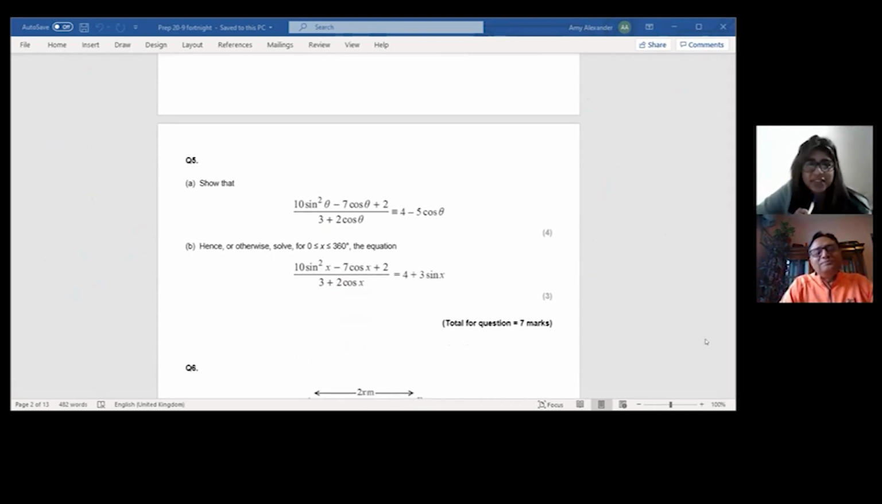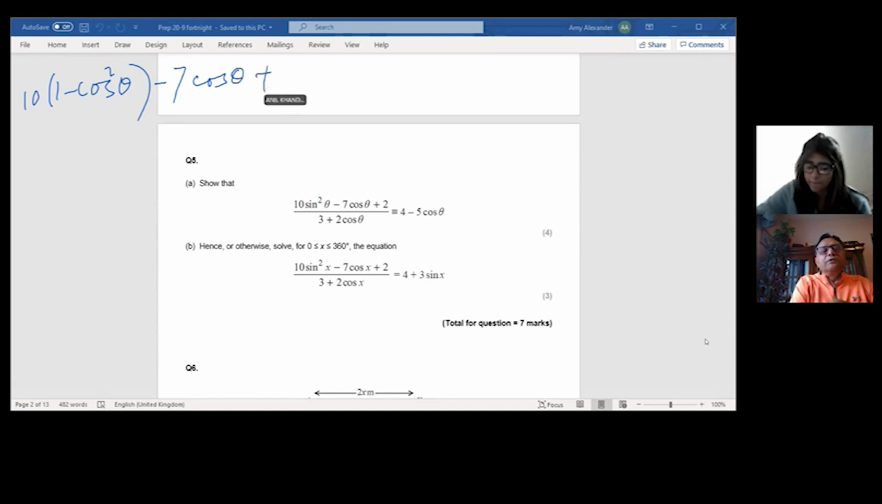All right, question 5a. Show that (10 sin²θ − 7 cos θ + 2)/(3 + 2 cos θ) equals 4 − 5 cos θ. Okay, so we want everything in terms of cos, since the right-hand side is in terms of cos, so substitute sin²θ with 1 − cos²θ. Perfect. So you do that part first. We'll independently do the numerator and denominator.